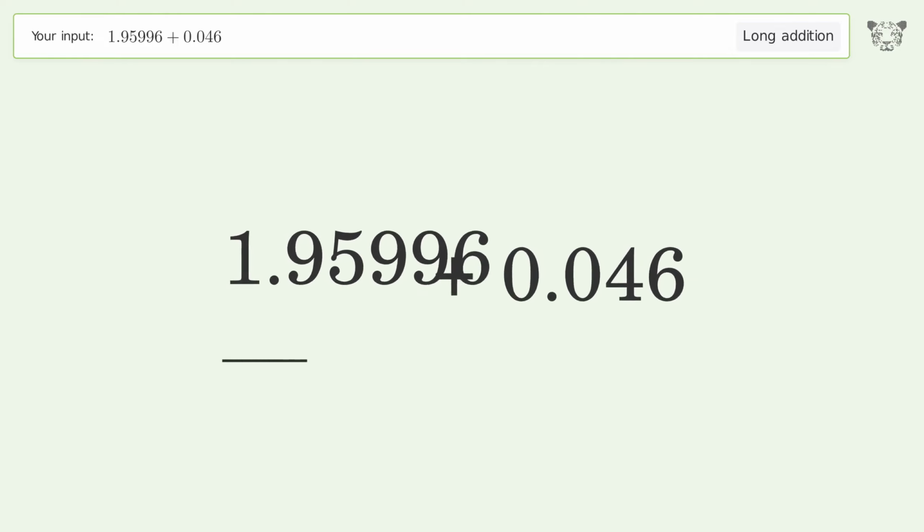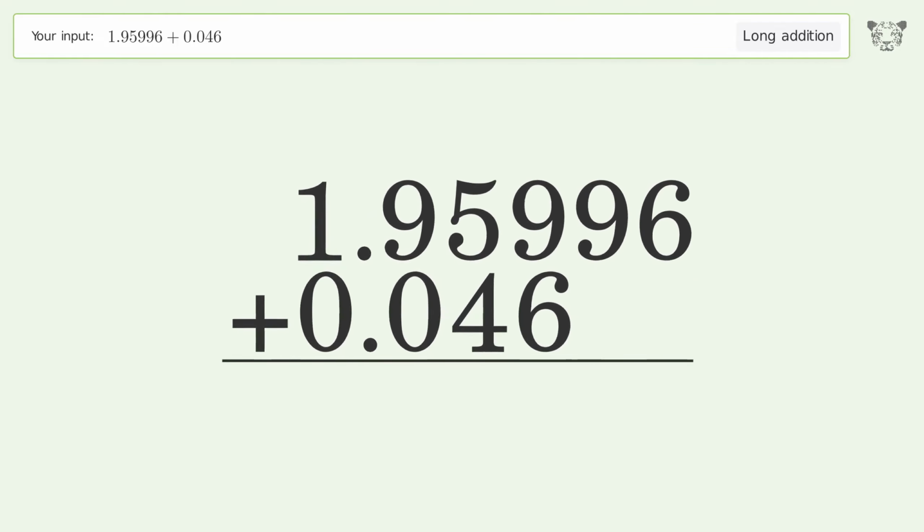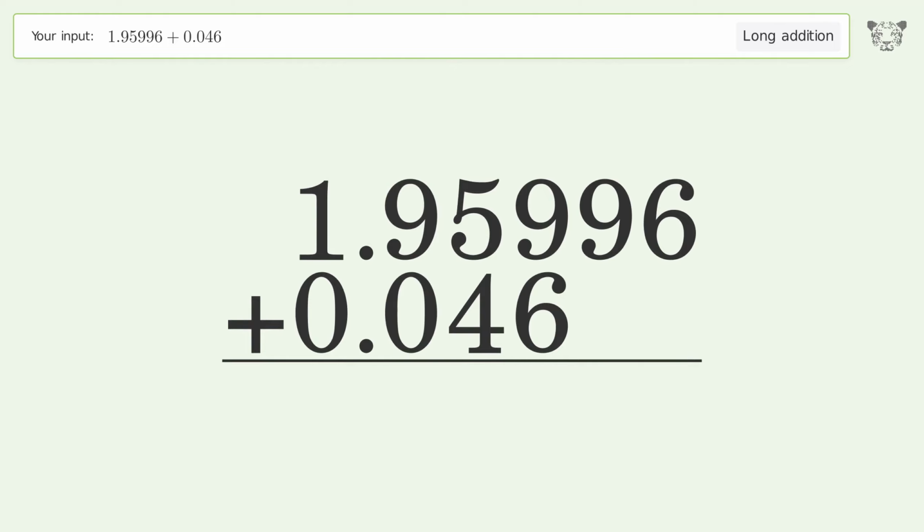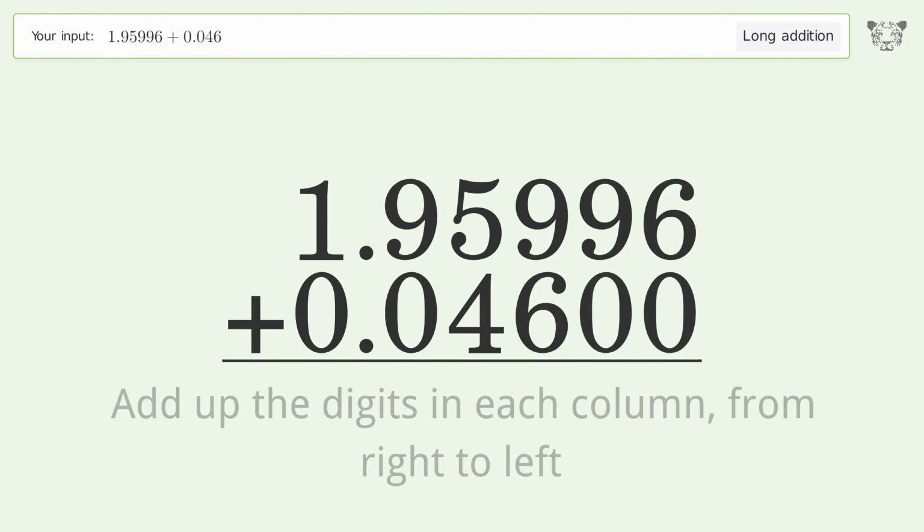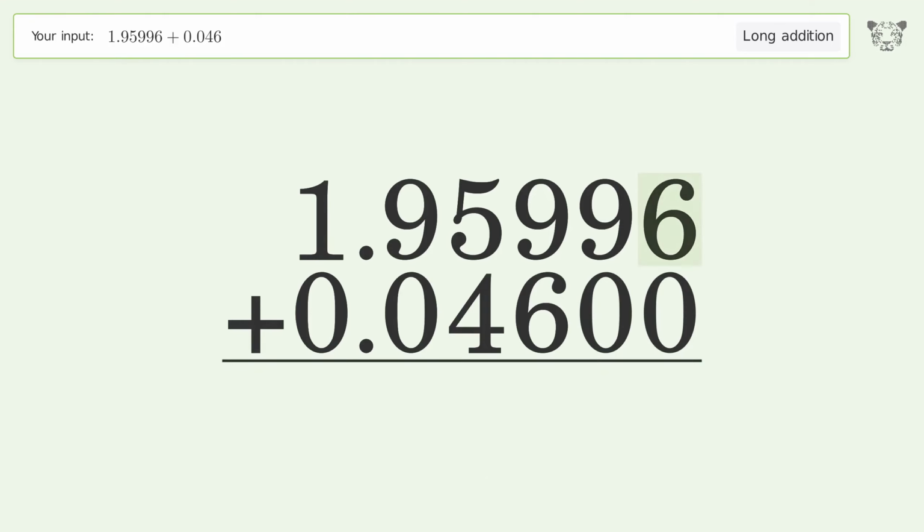Rewrite the numbers from top to bottom, aligned by their place values. Put zeros in the blank number places. Add up the digits in each column, from right to left. 6 plus 0 equals 6. 9 plus 0 equals 9.